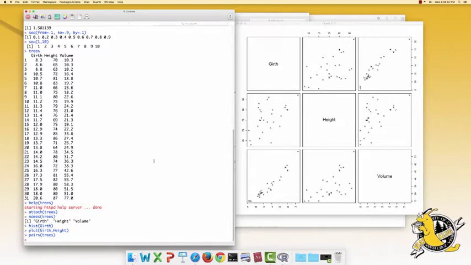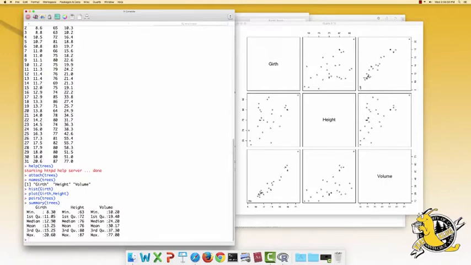Finally, we can get numerical summaries using the summary command. For each of the variables, this will give us the mean, the median, the range, and the quantiles.